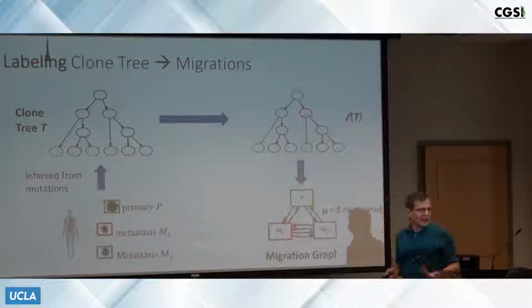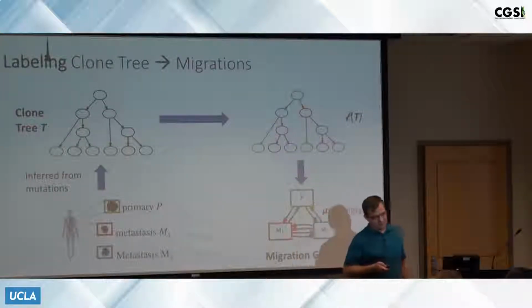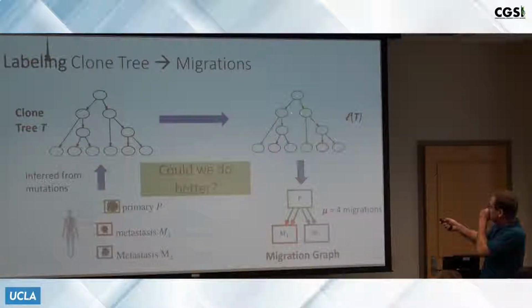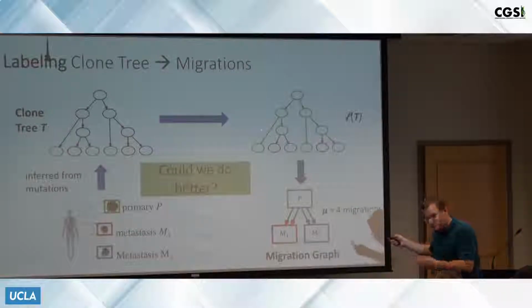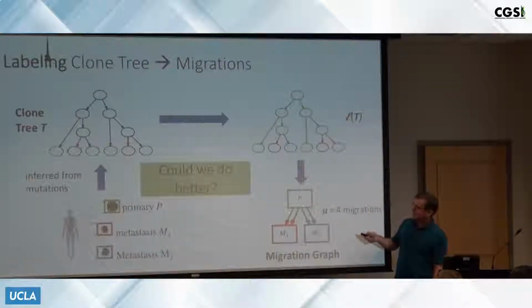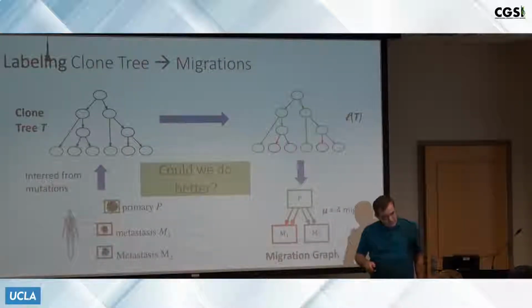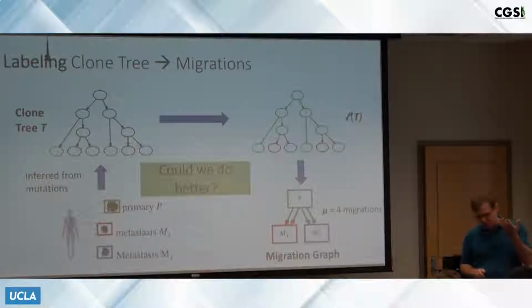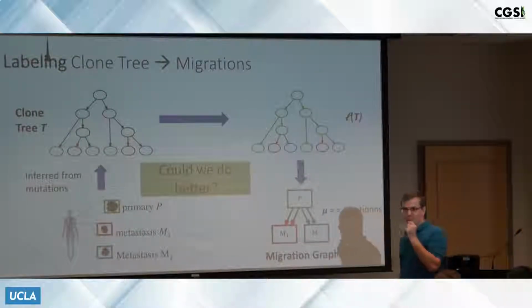And I get 8 migrations, and I get cells going back and forth between sites, and I get crazy stuff, right? So maybe that was a bad guess. So maybe we should guess differently. If I guess that all the ancestor cells were in the primary, now I get that there were 4 migrations. But I still get somehow parallel migrations between the same sites. So could I do better than that? What does better even mean? What should we be trying to do?